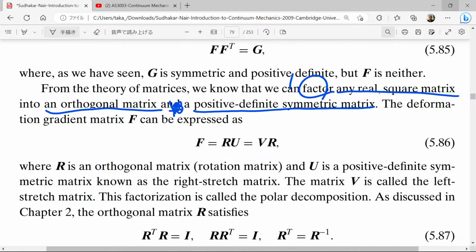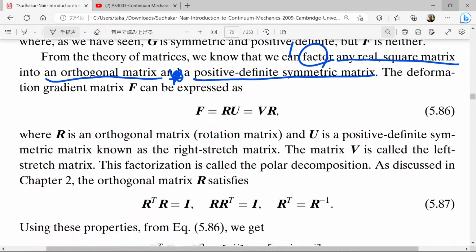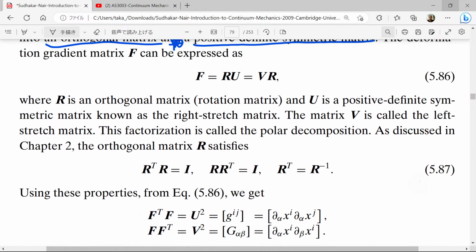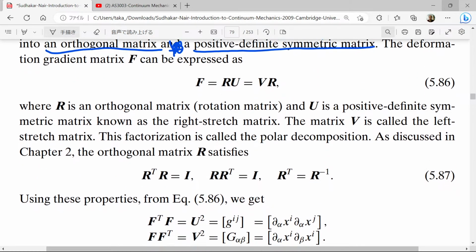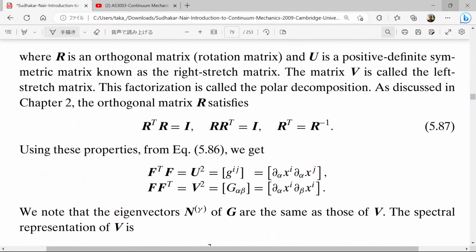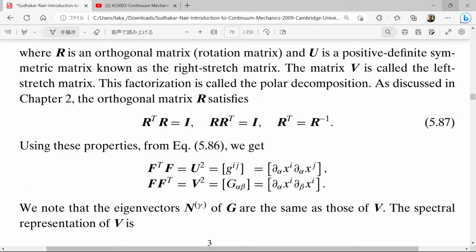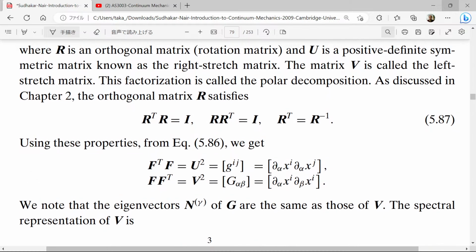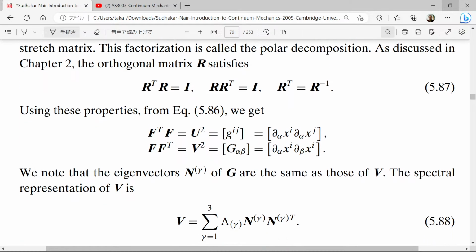Positive definite symmetric matrix. Right stretch matrix and left stretch matrix. Using these properties from equation 586, we get F transpose F equals U squared.